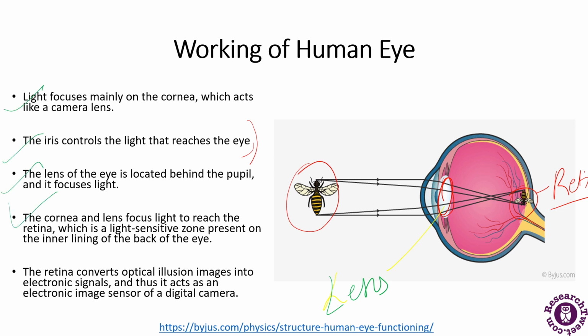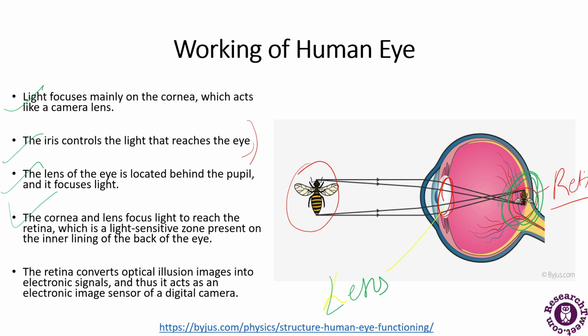Now comes the cornea. The cornea and lens focus light to reach the retina, which is a light sensitive zone present on the inner lining of the back of the eye. Now, here I was telling you about this retina. The retina converts the optical images into electrical signals, and thus it acts as an electronic image sensor of a digital camera. These electric signals are transmitted by the optic nerve to the visual cortex, which is responsible for the sense of sight.